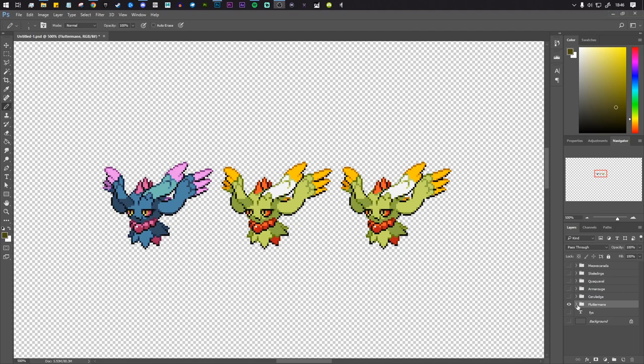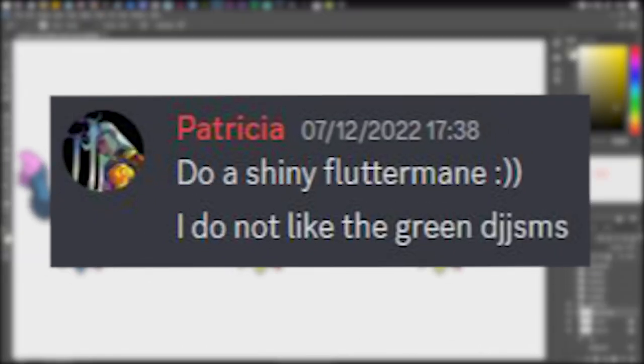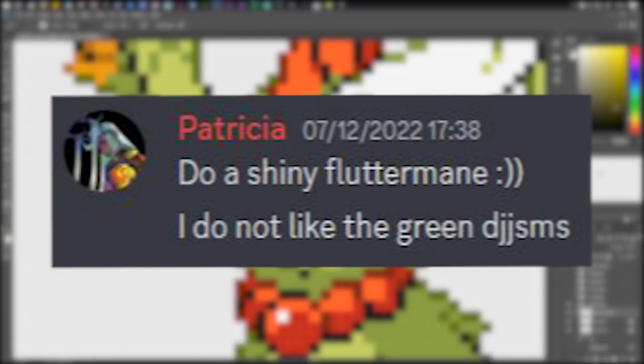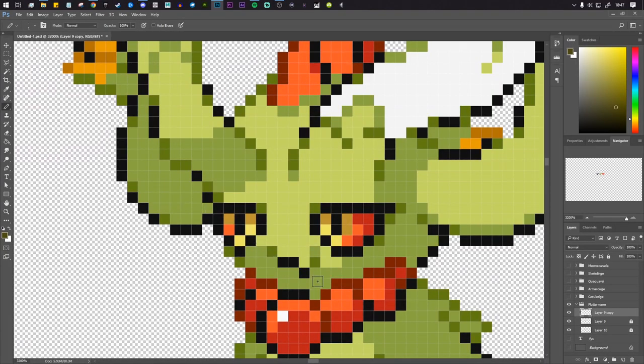And finally, we move on to Flutter Mane. Now this was requested by a friend on Discord, but I did want to look at the Paradox Pokemon for the final Pokemon I changed, because there are so many cool designs there, and I think they're just very cool Pokemon added to the game. I was very excited to see those, as I had no pre-information about them, so I was very interested to see those designs for the first time.